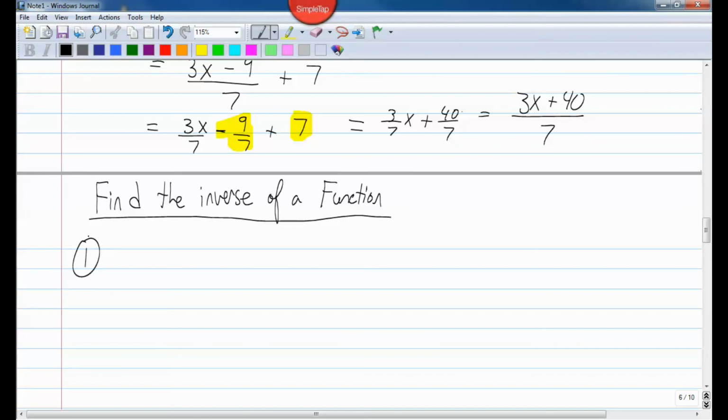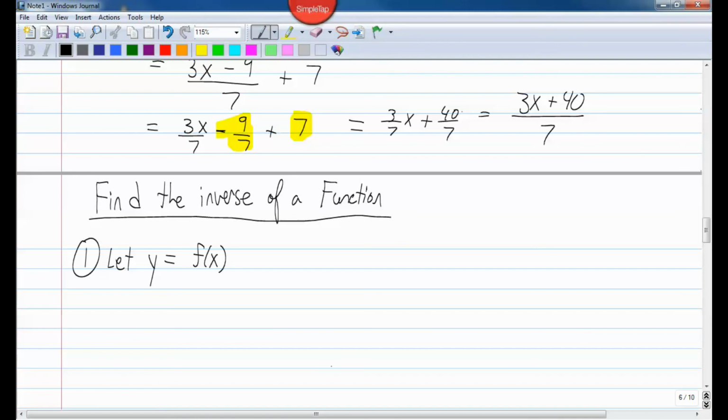Step 1 is to let y equal f of x, or f of x equal y. So if you have the function, and usually if it is a function, it's written f of x equals, you write it y equals instead of f of x equals. We go back to just regular old equation notation.